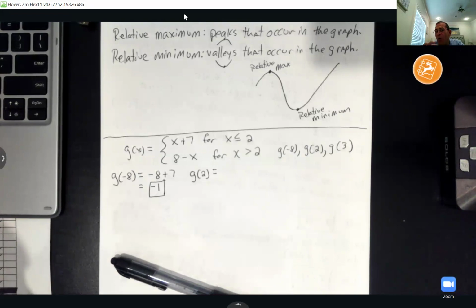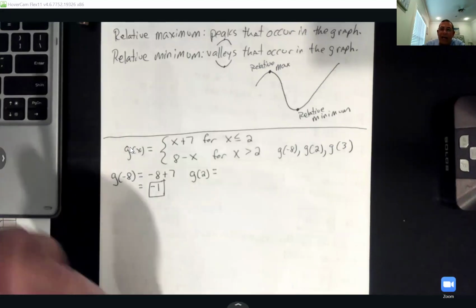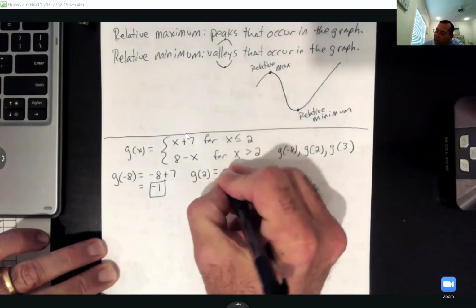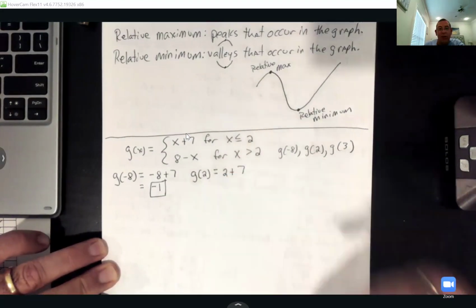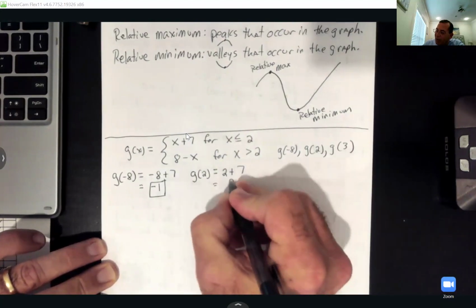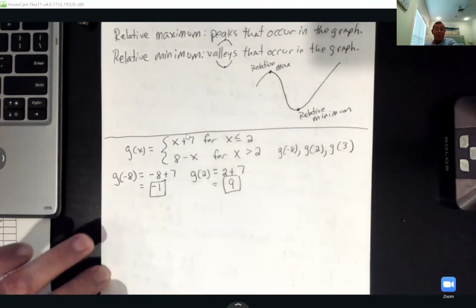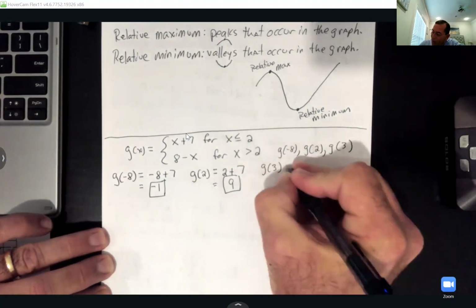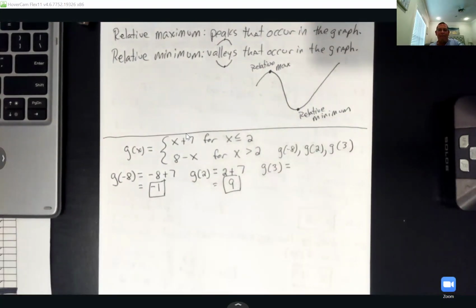So they try to mess with y'all with numbers that are on the turnover point. So I'm getting the first, and would it be 9? So let's see. G of 2 is definitely equal to 2, so I'm going to use the first one, and good job. You're going to put a 2 in for this x, and 2 plus 7 does equal 9. Good job. And then y'all, try my G of 3 for me.